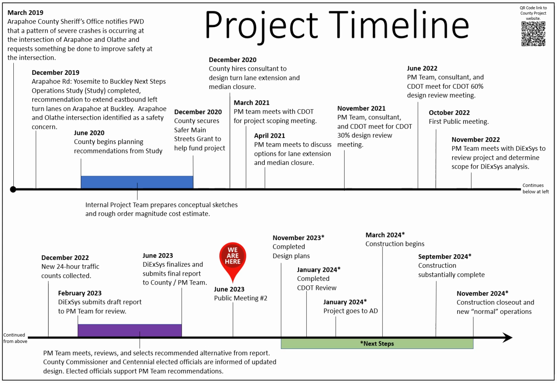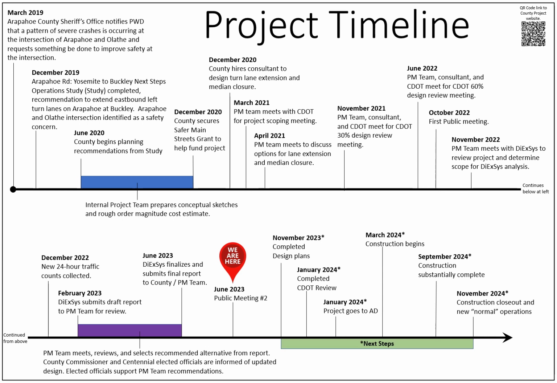In 2019, the City of Centennial, in coordination with Arapahoe County, completed the Arapahoe Road, Yosemite to Buckley Next Steps Operations Study. The study recommended the extension of the eastbound turn lanes on Arapahoe Road at Buckley. The Arapahoe Road and Olathe intersection was identified as a safety concern.